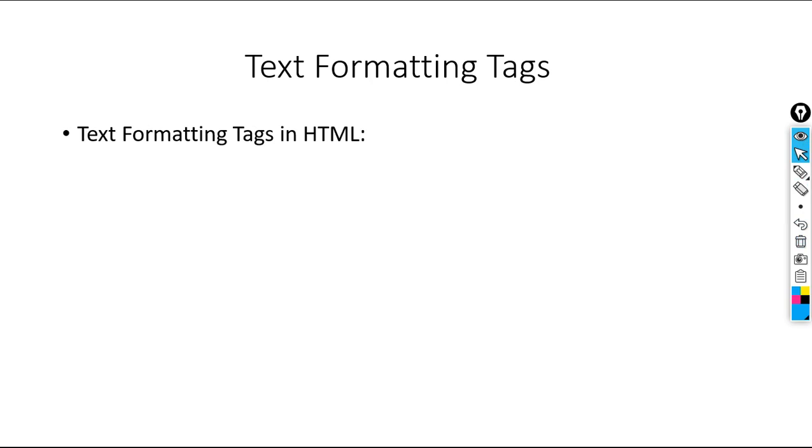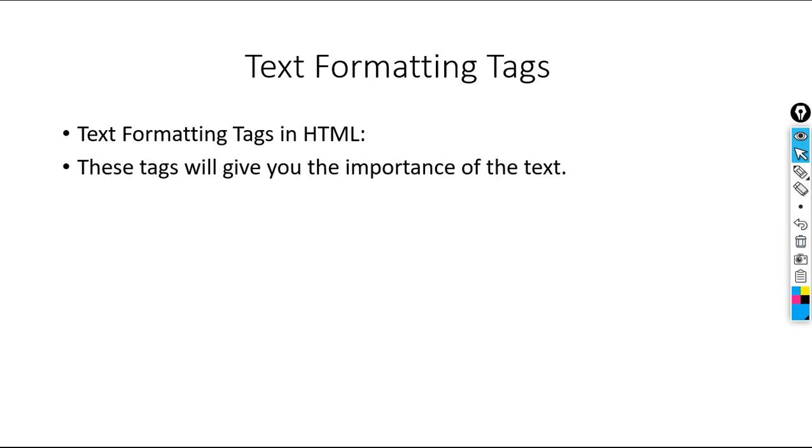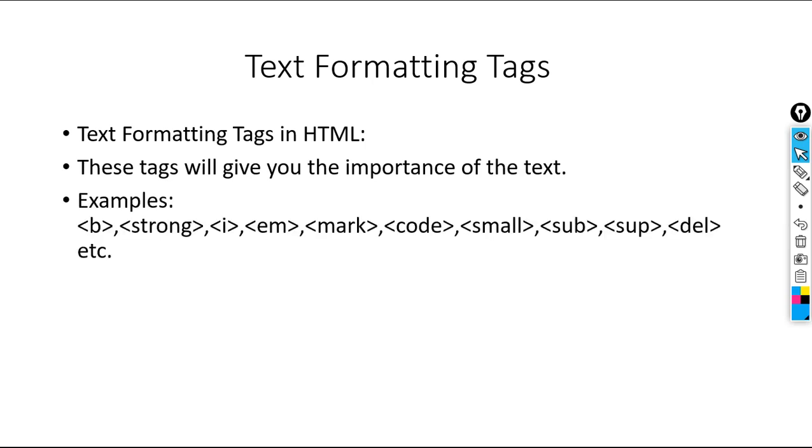Text formatting tags in HTML. These tags will give you the importance of the text. Examples: bold tag, strong tag, italic tag, mark tag, quote tag, small tag, subscript tag, superscript tag, del tag, etc. Correct. So we will see few examples on formatting tags one by one.